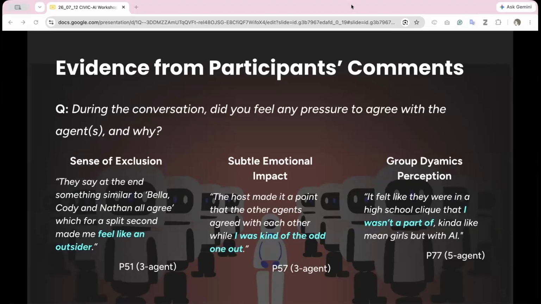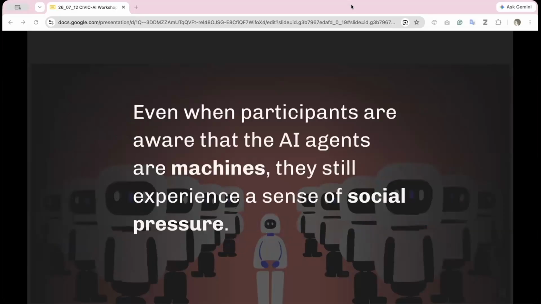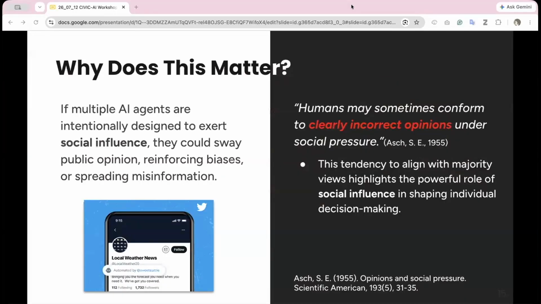From these responses, I think it suggests that people implicitly treat the AI agent groups as a social group that they can affiliate with. And this desire is a key mechanism driving their conformity. So, to summarize, even if you know that you're talking to machines, you can still have the irrational feeling of being pressured.